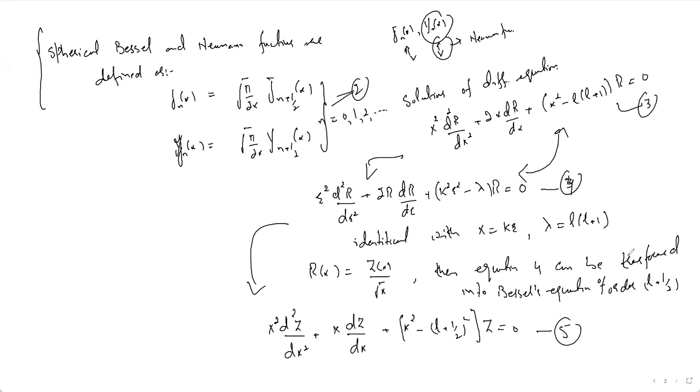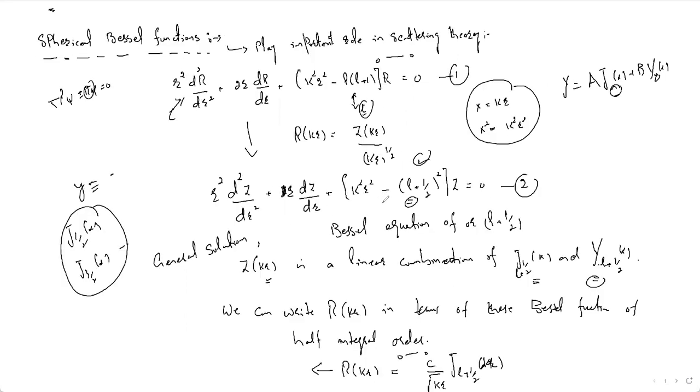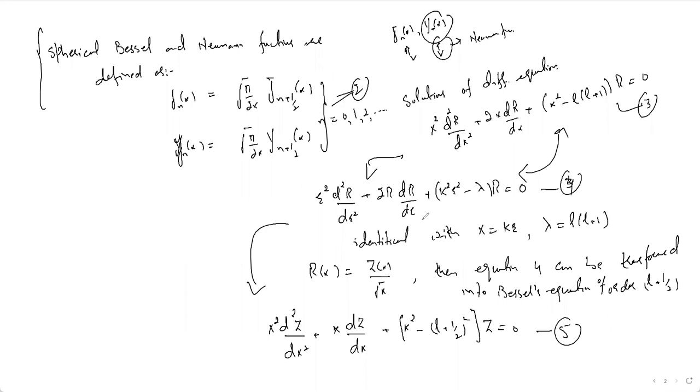You have already gone through this type of equation when we were doing the Helmholtz equation and all that. Here I am using different symbols, that's why I'm repeating it for this case. So when you make this substitution, when R(x) is written in terms of some other variable Z, which is also a function, this is a radial part, this particular equation will be transformed into a Bessel equation of order L plus 1 by 2.